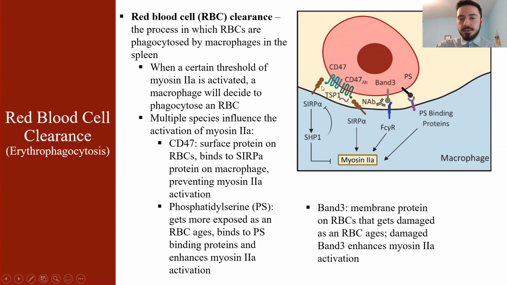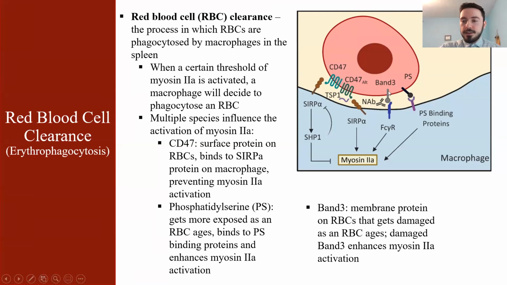We have CD47, which binds to the SIRPα on a macrophage. This triggers SHP1, which sends a do not eat me signal to myosin 2A, so this prevents phagocytosis from occurring. Then there's also CD47 present on the red blood cell surface, CD47 alt, a form of CD47 that changes its conformation as a red blood cell ages. In this conformation, it binds to SIRPα with the assistance of TSP1, a protein in the blood, and it triggers the activation of myosin 2A and enhances the phagocytic response.